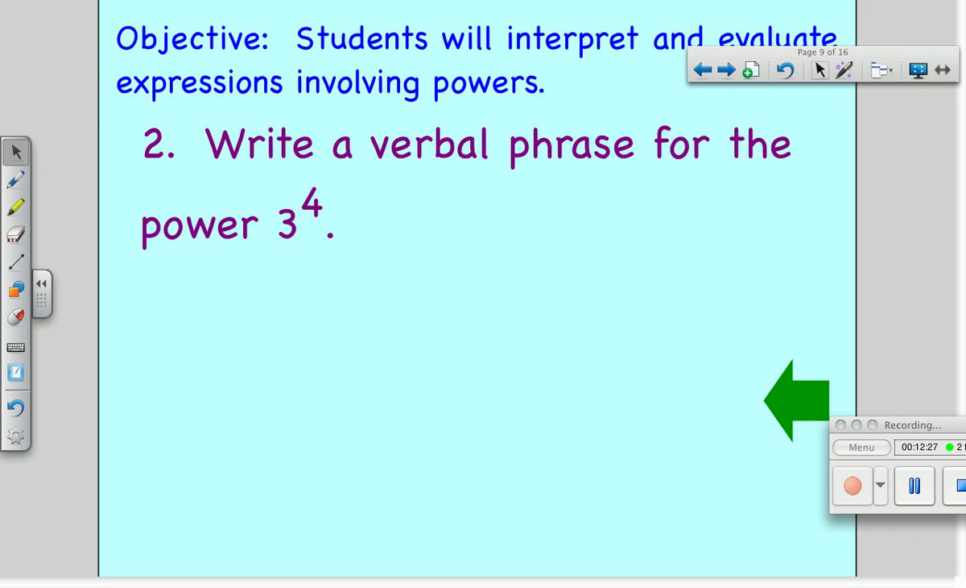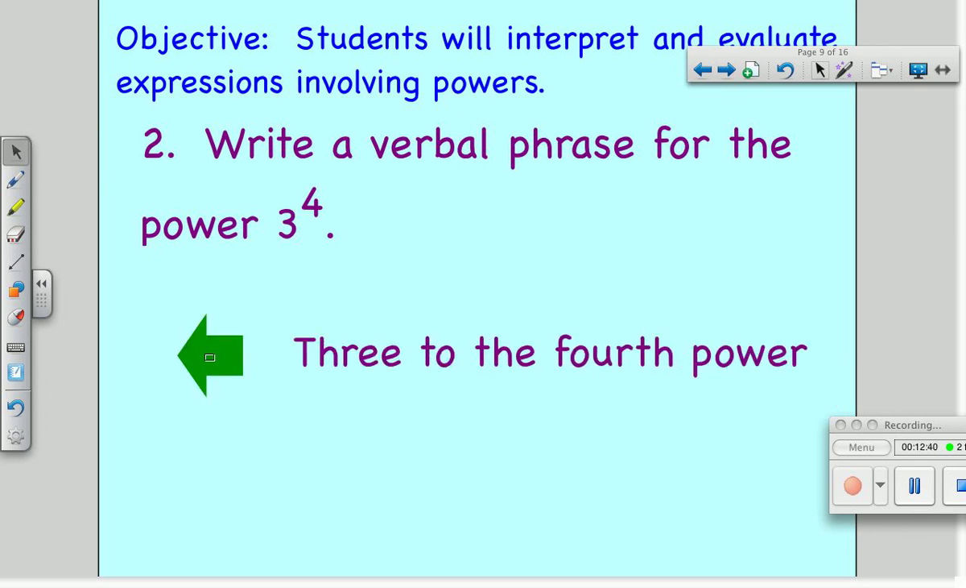I'm not going to say it. I almost said it. You guys, you always trick me. All right. Give you a minute to think about that. Okay, so we have 3 to what power? 4th power. That's what you should have written.